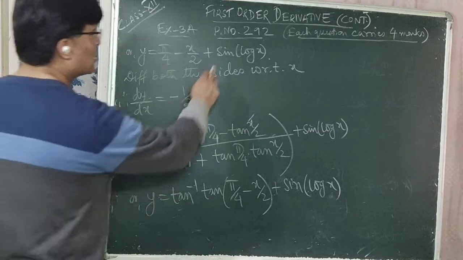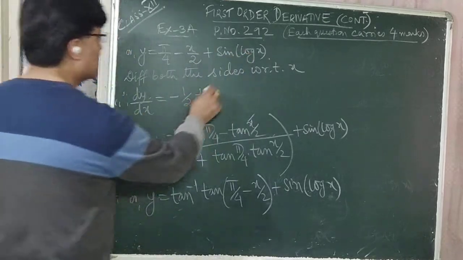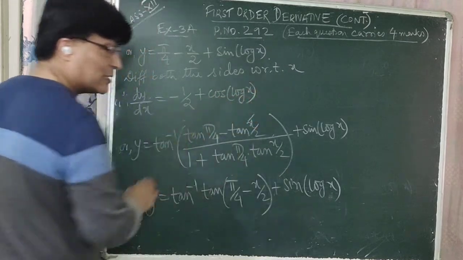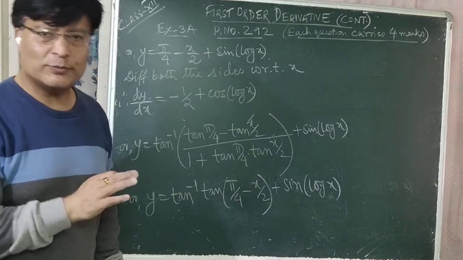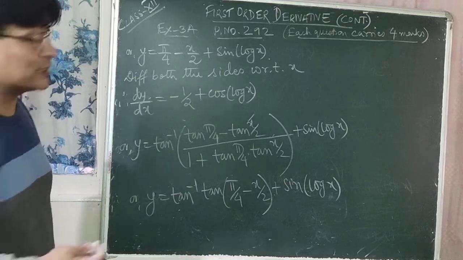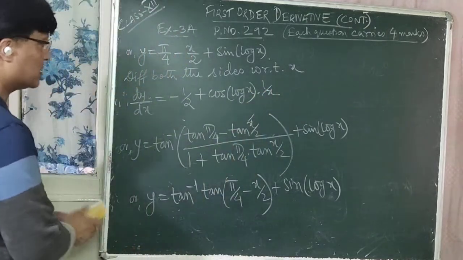Plus, now this is just like your sine x. You should take it as sine x. What is the differentiation of sine x? It is cos x. Cos of what is x here? It is log x. Again, you have to differentiate the term which is assumed as x. So in this case, log x was assumed as x. So what is the differentiation of log x? It is 1 upon x.